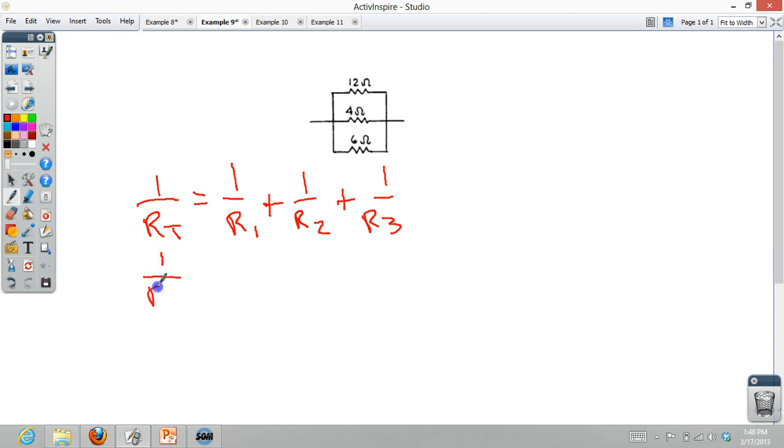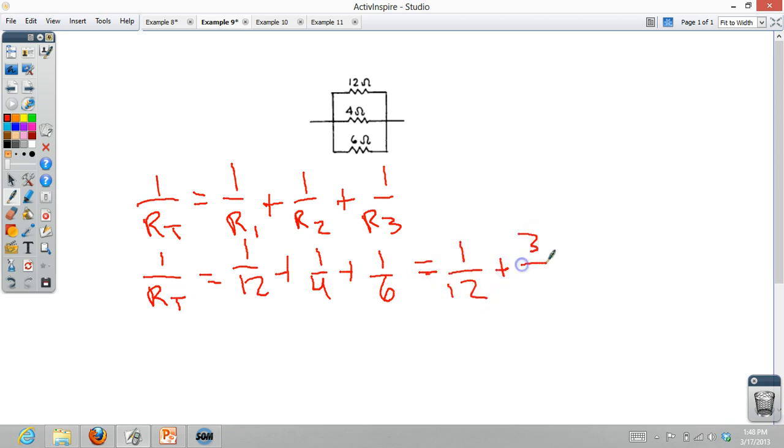So we have 1 over the total should be equal to 1 over 12 plus 1 over 4 plus 1 over 6. Now sometimes in the problems you can just go ahead and divide the numbers, add them up, and then take the inverse. But in this one, because we have a simple common denominator, let's just change everything to 12 on the bottom for our denominator. So that'd be 1 over 12 plus 3 over 12, plus 2 over 12. Let's go ahead and add all that up, and if I add it, I end up with 3 plus 2 is 5 plus 1 is 6 over 12.